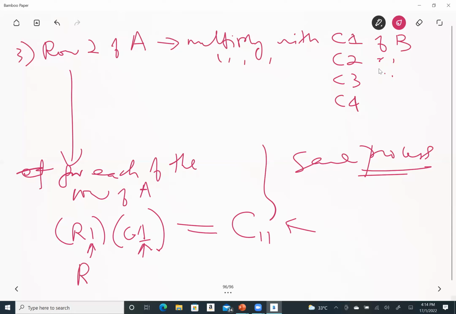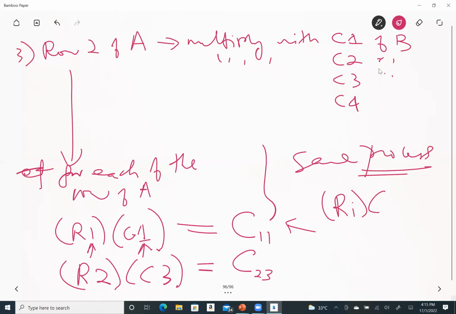If I multiply row number 2 of A with the column number 3 of B, what is the element in the corresponding matrix of the multiplication? It will be C2,3. So the element in C will be row 2, column 3. So for any row i, you multiply with the column j. What will be the corresponding element? C_ij.